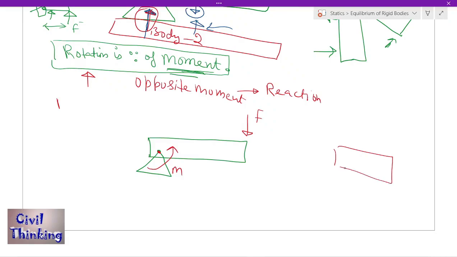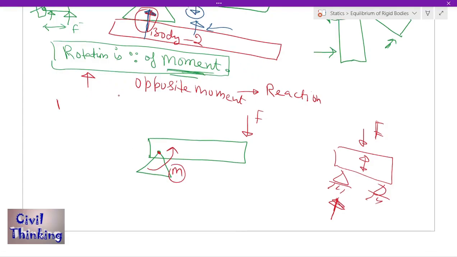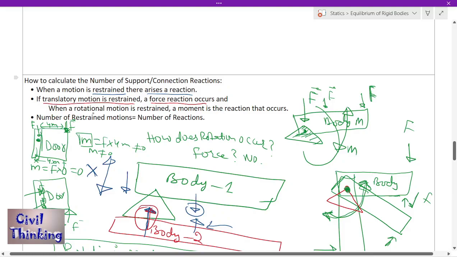And if you want to stop a translatory motion, like this, the body will not move up or down. Why? Because when you apply a force here, there is a reaction like this, right? So when you stop the translatory motion, the reaction is a force, and when you try to stop a rotation, the reaction is a moment. So that's what was written here: when a rotation motion is restrained, a moment is the reaction that occurs.